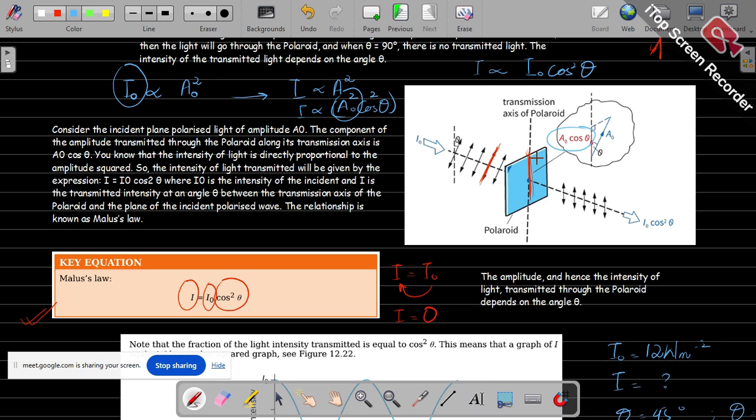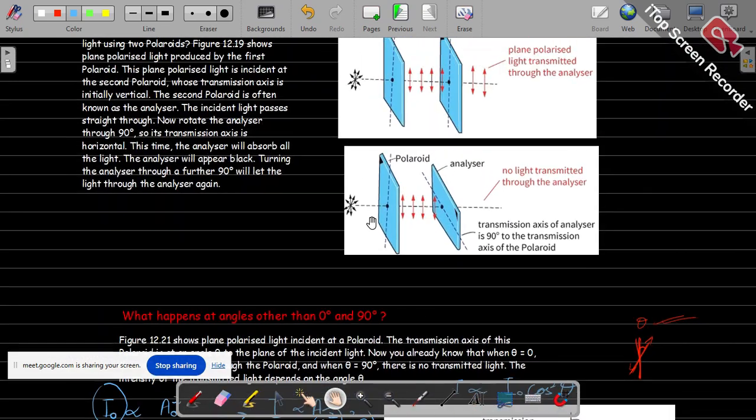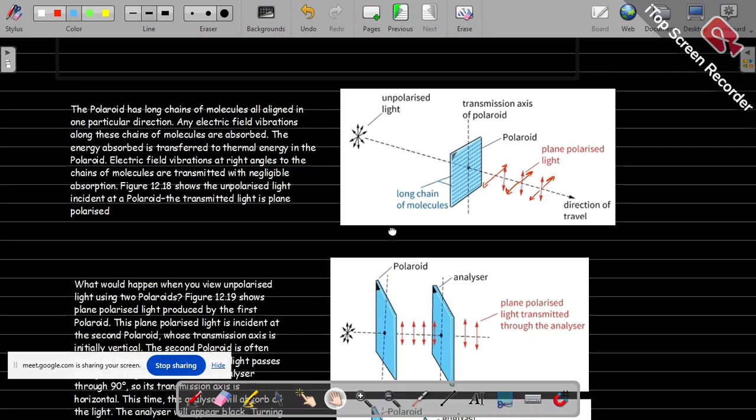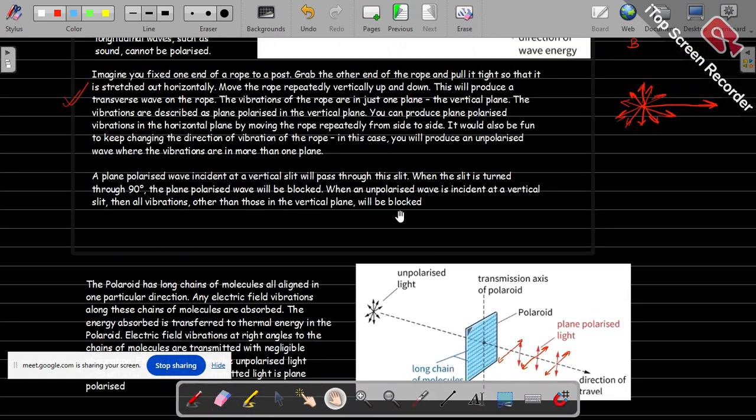This was a very brief definition of Malus law, just to give you an idea that the amplitude is reduced by a factor of cos, and because squaring the amplitude gives intensity, we say the intensity decreases by a factor of cos squared. Right? So this is all we had to discuss about polarization and Malus law.